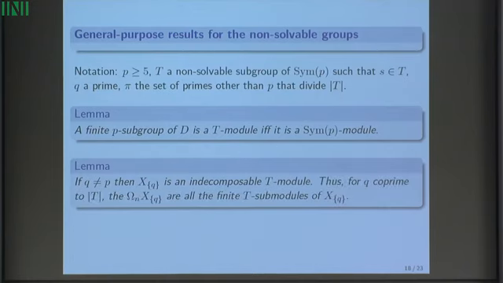If q doesn't divide the order of T, then the familiar result, yet again, X_q is uniserial. The only submodules that it has are these Omega_n's. That's it really. In general, the submodule listing problem for arbitrary p, non-solvable permutation part T, is open, and I'll say more about that in a few more slides.